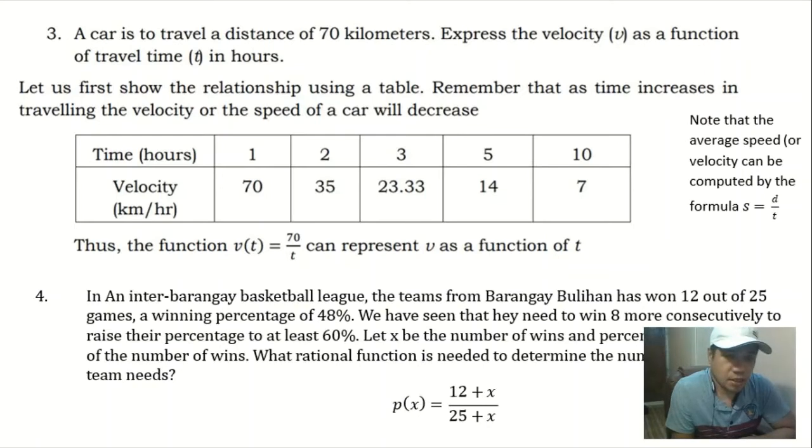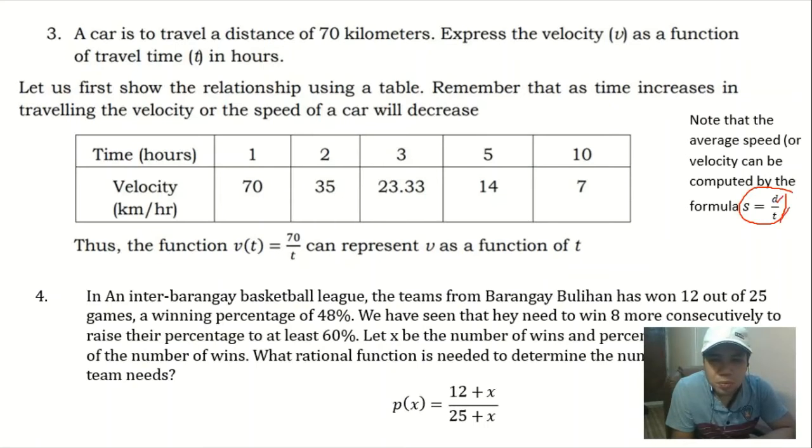Example number 3. A car is to travel a distance of 70 kilometers. Express the velocity as a function of travel time in hours. So, in terms of velocity, ang definition natin or ang formula natin is d over t. So, distance, yung d, time, yung t per hour.